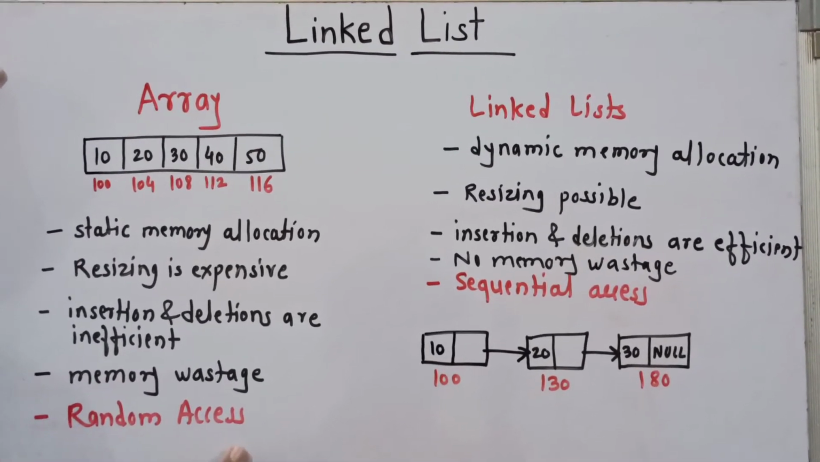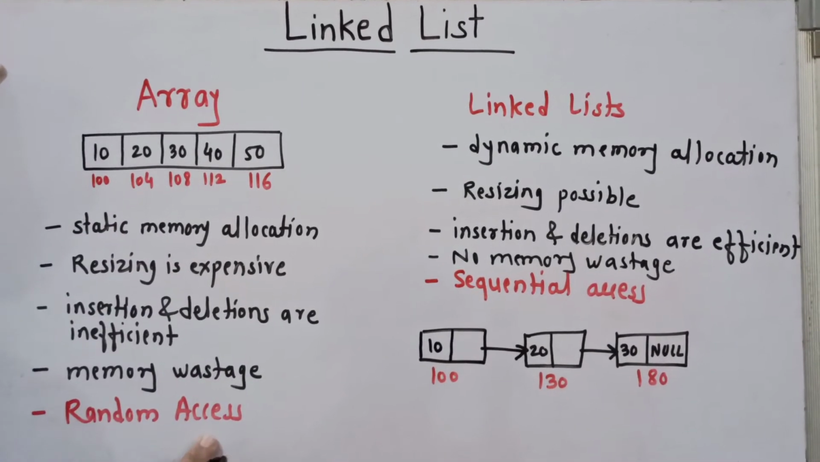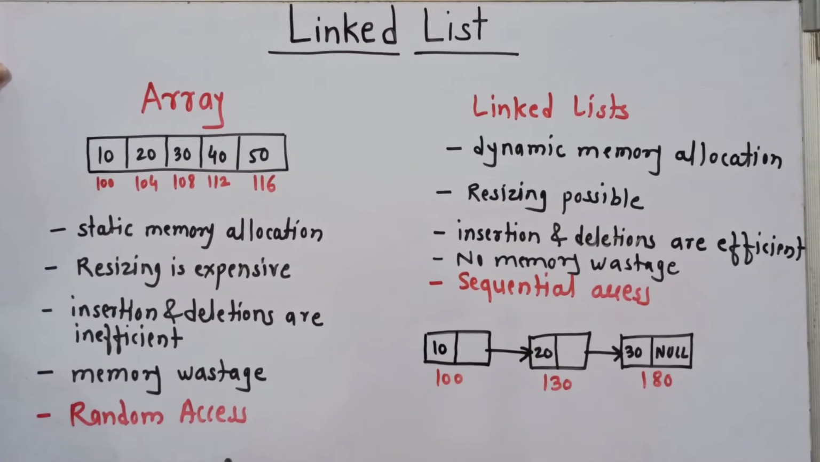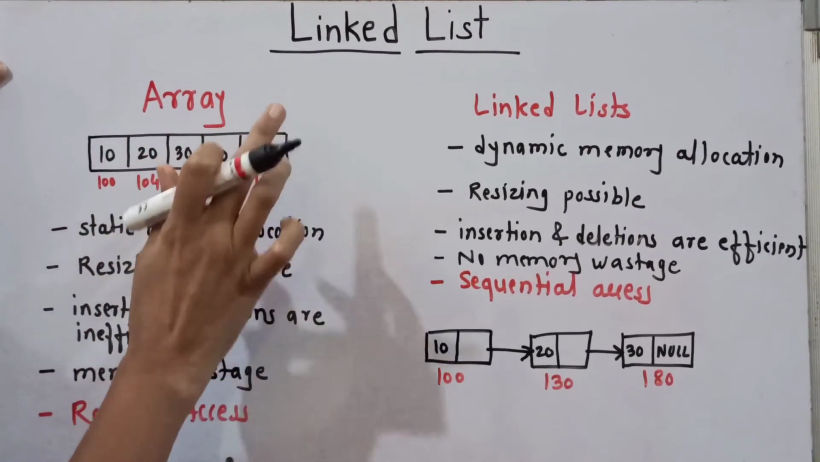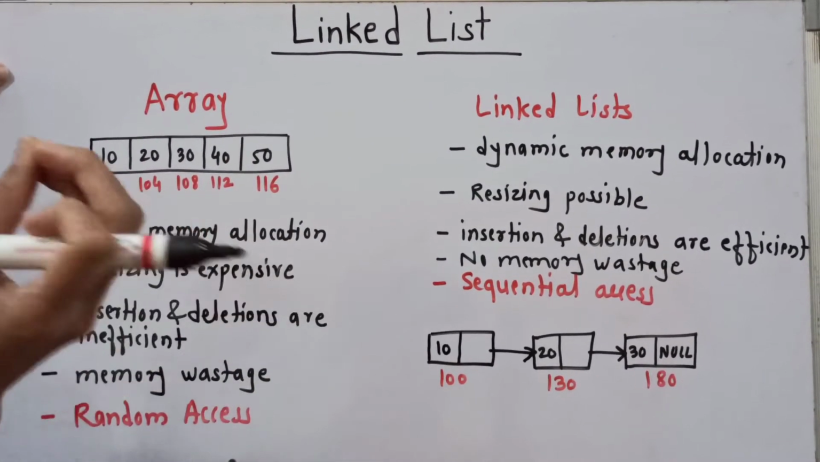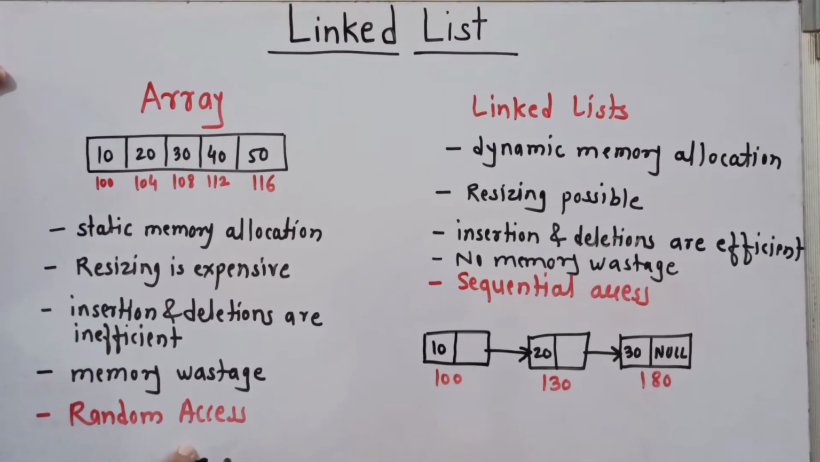But the only advantage of the array is nothing but what? It is easy to implement, and random access is the main advantage of the array. Random access is nothing but what? By using the index location of each and every element, I can directly access that element. So this is the main advantage of the array.